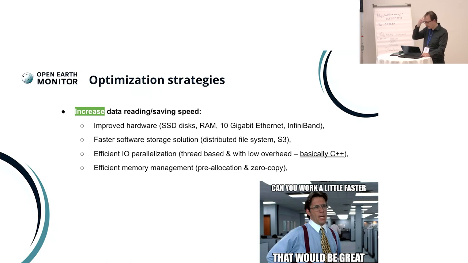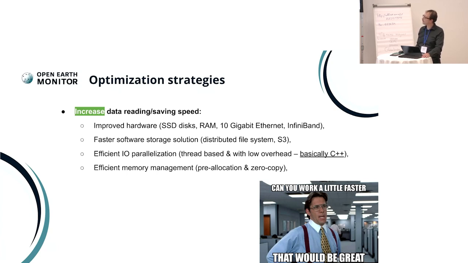So using thread-based or low overhead. Basically, for example, depending on your technology, you can move part of this pipeline to some basic C++ or even more efficient memory management, right? Here it is really about working with pre-allocation of memory or zero copying, and depending on the way that you are doing things, this can really boost the speed. So yeah, you can work with all of that, but this is specific to data reading and saving.